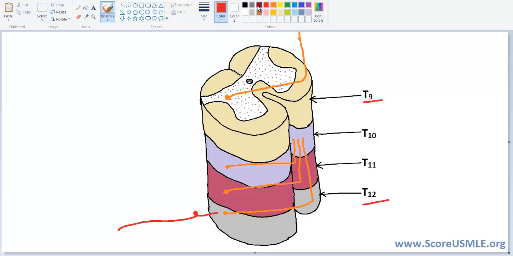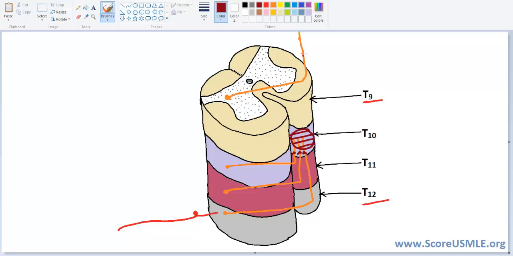So now let's presume there's an injury to the left side of the T10 spinal segment. Let's presume there's an injury to the spinal segment right there because of trauma or vascular insult or anything really. So now my question to you is, will the pain and temperature sensation through these spinal segments be able to ascend through this damaged area? No, because the axons traversing through this area are now damaged. They won't be able to relay that information.